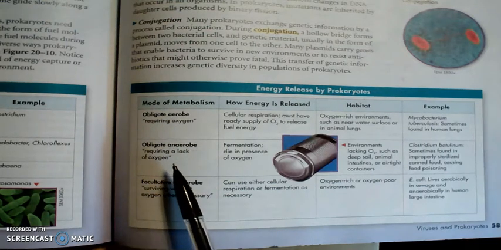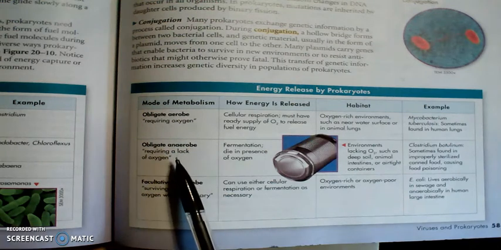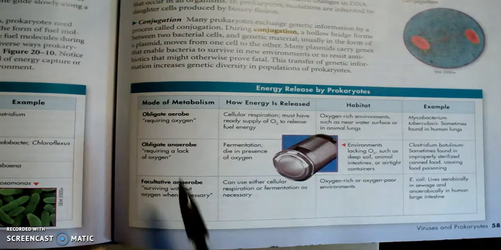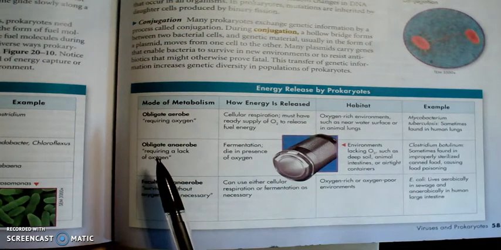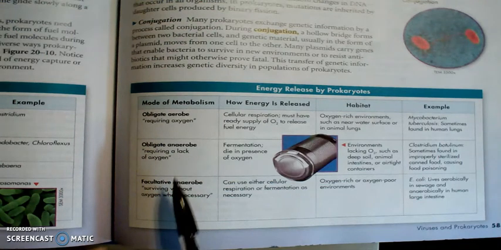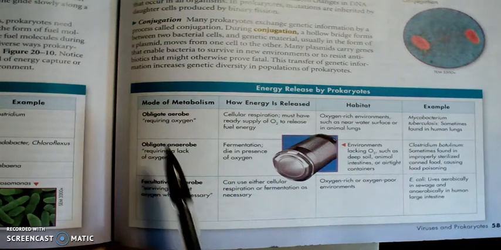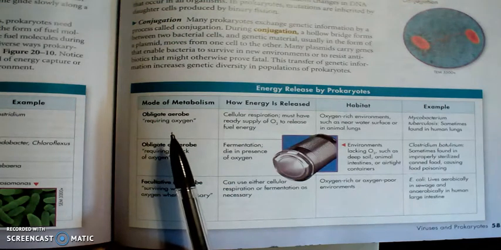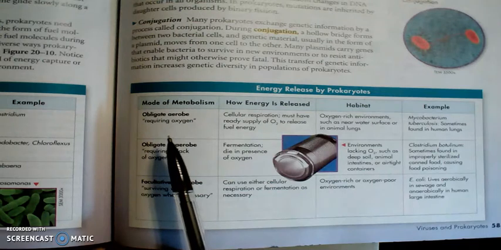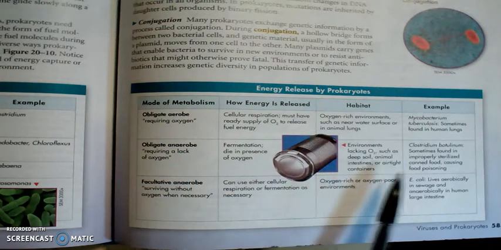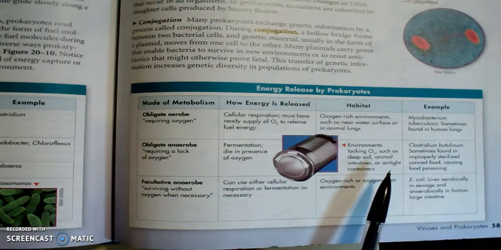Okay, the obligate anaerobe, they require a lack of oxygen. These organisms are killed in the presence of oxygen. When I see the word obligate, you're obligated to. Well, an obligate anaerobe, obligated to die in the presence of oxygen. An obligate aerobe, obligated to live in the presence of oxygen, or you could say obligated to die without oxygen. Okay, obligate anaerobe. They must live in an oxygen-free environment. Deep soil, animal intestines, airtight containers.